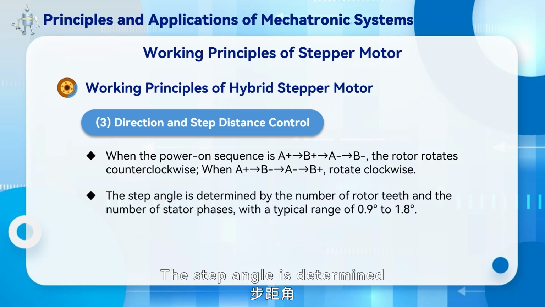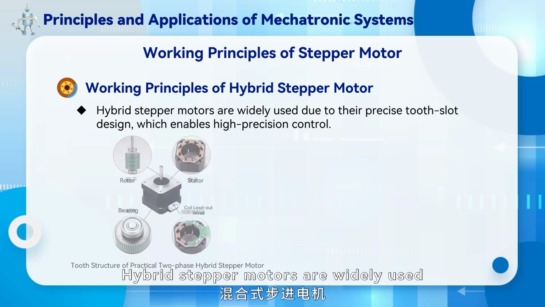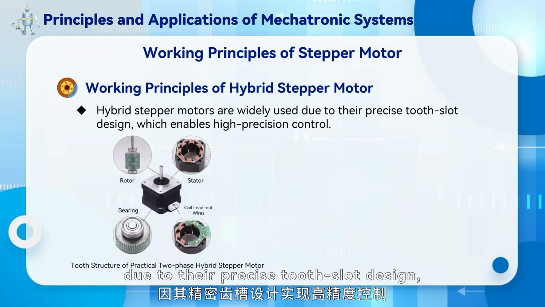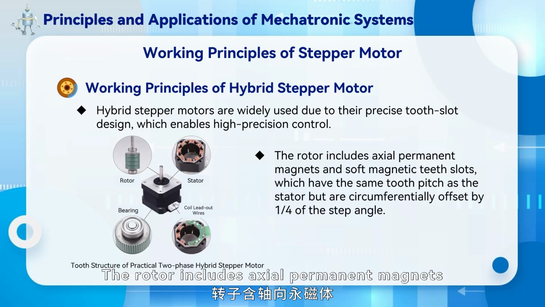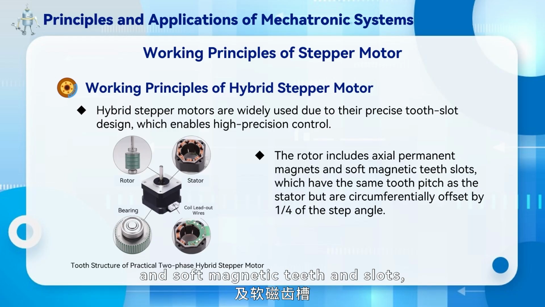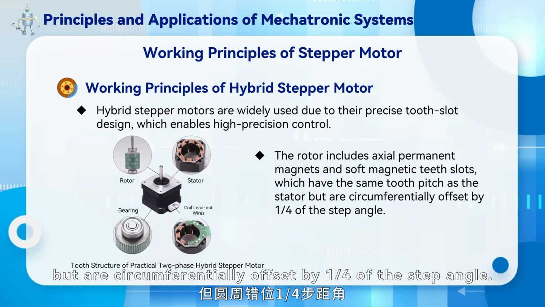The step angle is determined by the number of rotor teeth and the number of stator phases, with a typical range of 0.9 degrees to 1.8 degrees. Hybrid stepper motors are widely used due to their precise tooth slot design, which enables high-precision control. The rotor includes axial permanent magnets and soft magnetic teeth and slots, which have the same tooth pitch as the stator, but are circumferentially offset by 1/4 of the step angle.